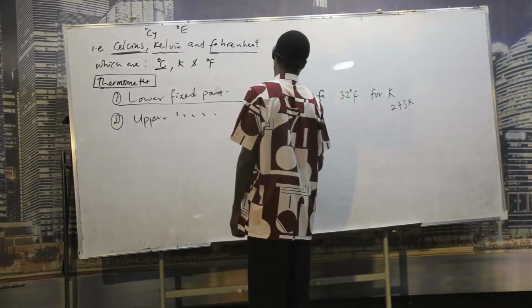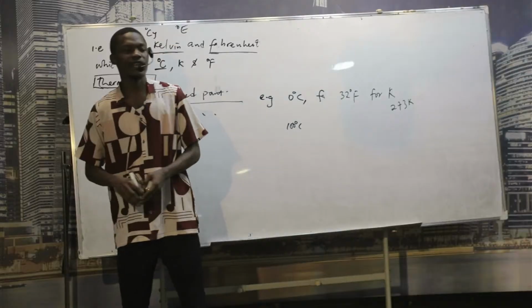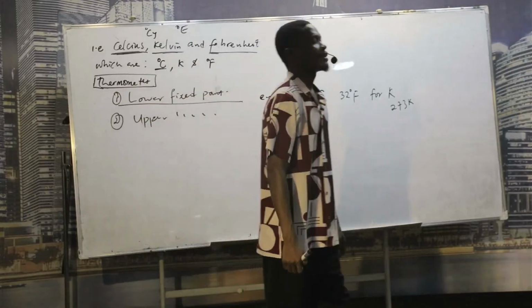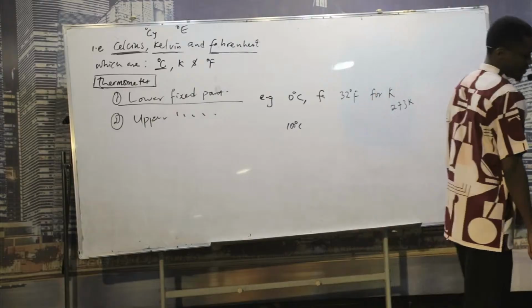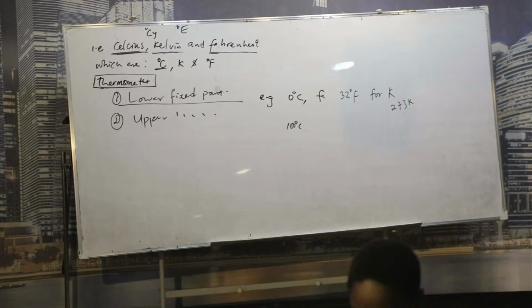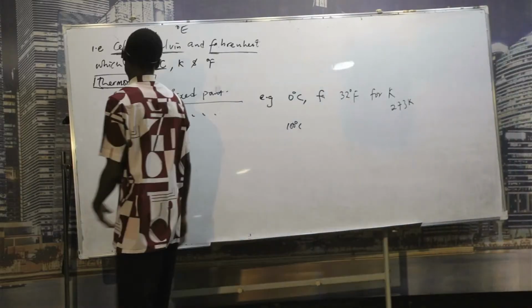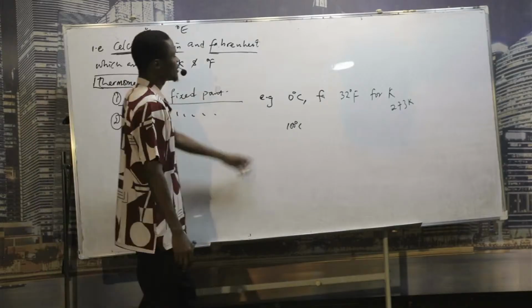For the Celsius scale, it is 100 degrees C. Hello, why are you not writing? Make sure you're writing. Okay, so for the Celsius scale, it is 100 degrees Celsius, comma.